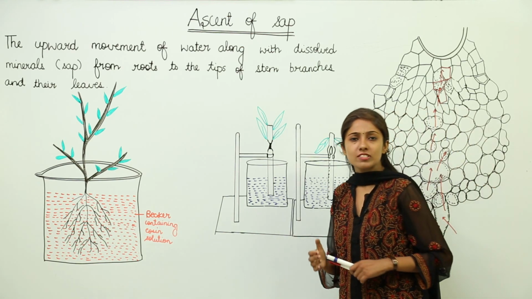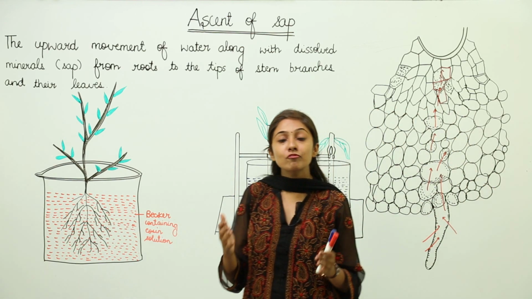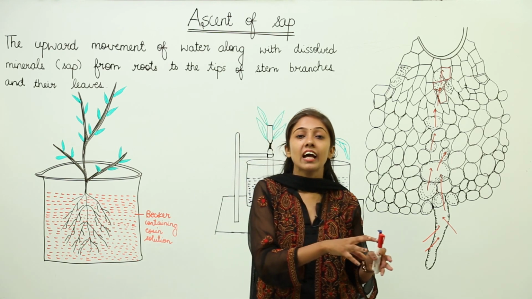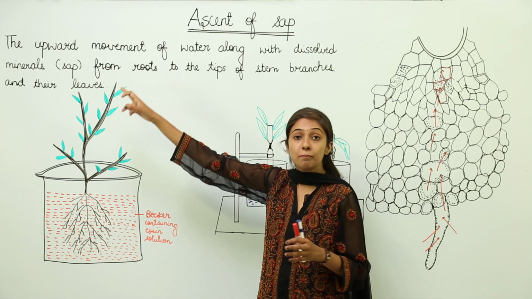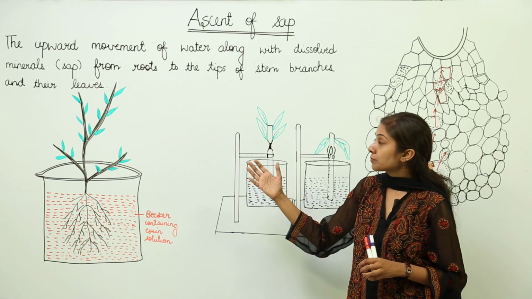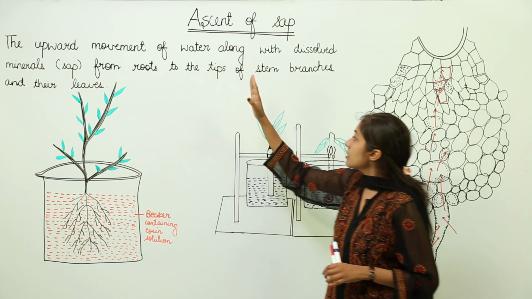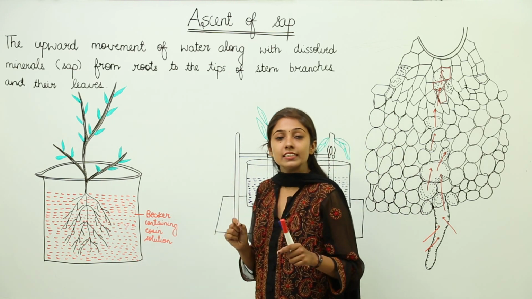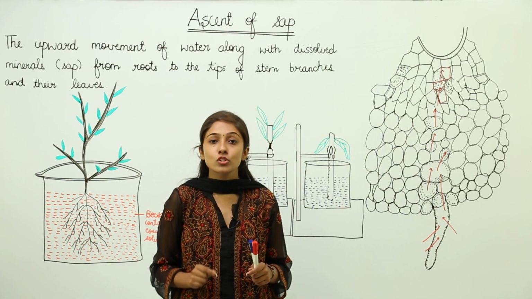So what is ascent of sap? It is basically the upward movement of the sap. What is sap? Sap means water that also contains dissolved minerals. So how does this ascent of sap take place? It takes place from roots to the tips of stem, branches and the leaves. So now let's discuss what is the path of ascent of sap.